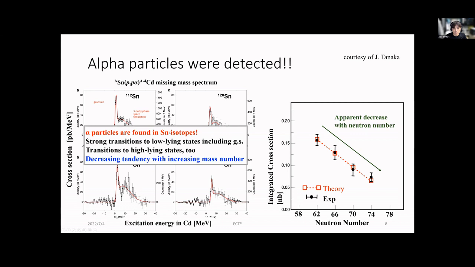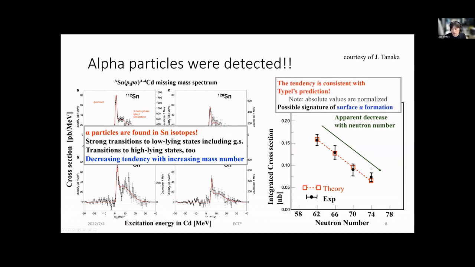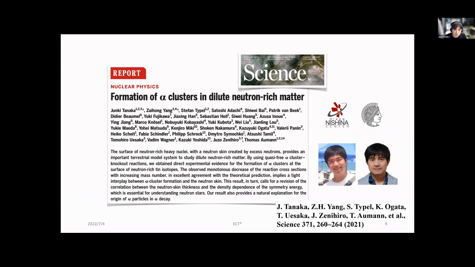We also observed this kind of strong transition at the low-lying states, including the ground state, even the higher-lying states. And we also observed a decreasing tendency with the increasing mass number, like this. This tendency is almost completely the same as the prediction, but the absolute value is normalized. So we can say that it's a kind of signature of the surface alpha formation, and the result is already published in this Science paper.